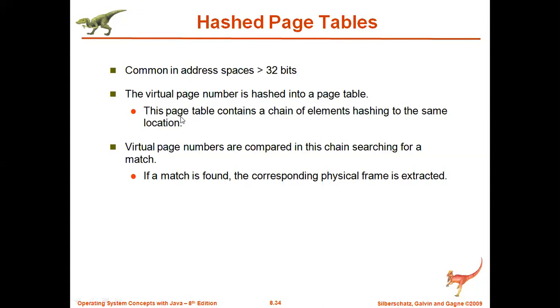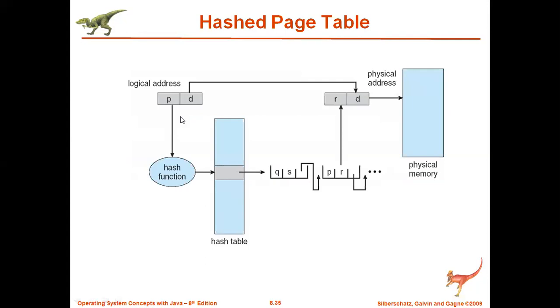In this, I think you might have studied the hashing function in your analysis and design of algorithms subject. It is a unique value which will be used for identification of any numbers. So here the CPU will generate the logical address, that is page number and D. In the case of a hashed page table, whenever the CPU generates the page number, it will go to the hash function.